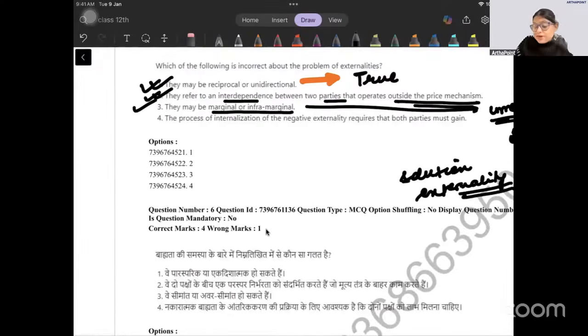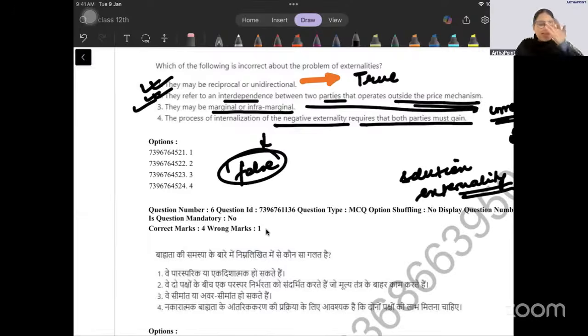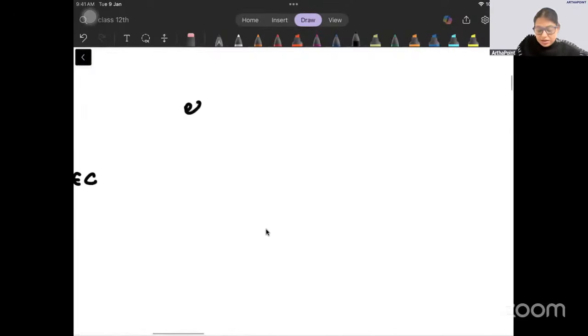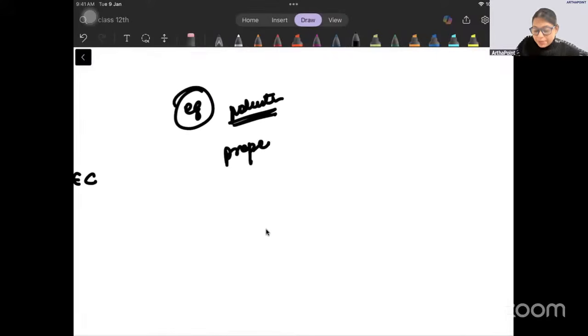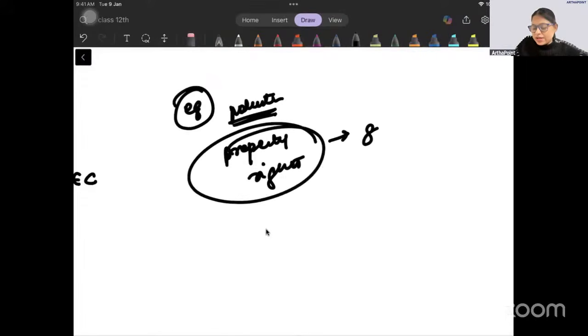The process of internalization of the negative externality requires that both parties must gain. False. And iska example again is that pollution example, right? So you remember कि हमने बोला था कि जिसके पास भी property rights होगी, they will be the one who will gain in the process of solving the problem of externality, right? So we defined the property rights.